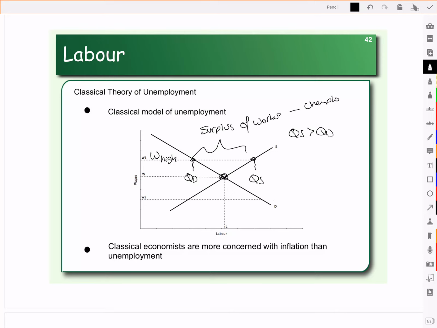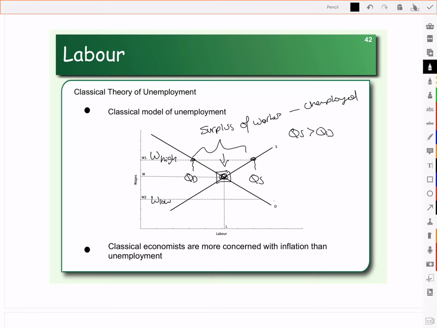This is the unemployed. Well, if there are a lot of people who are unemployed, then there's lots of competition to get those jobs. And so the fact that businesses now have lots of choice is going to make wages fall, and we end back at equilibrium.